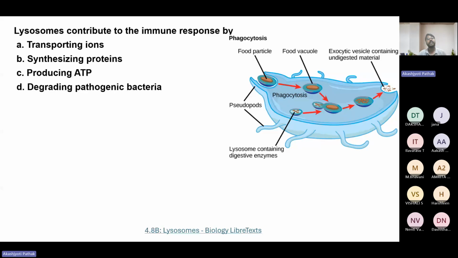Okay, so answer this question. Lysosomes contribute to the immune response by. So how do lysosomes contribute to immune response? You can see this figure here. So what is it doing?